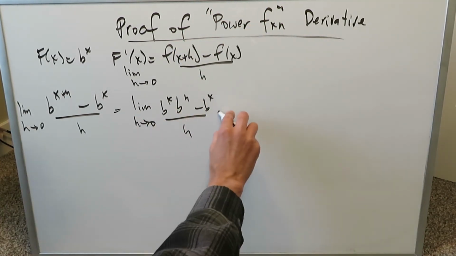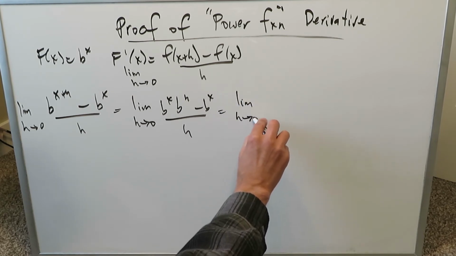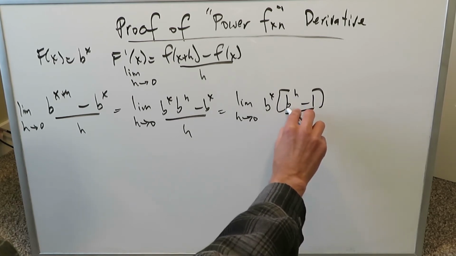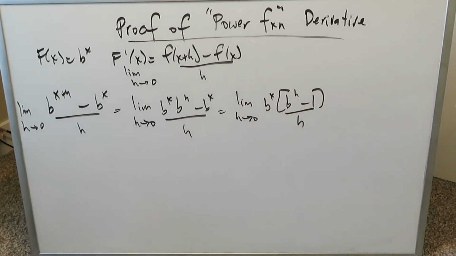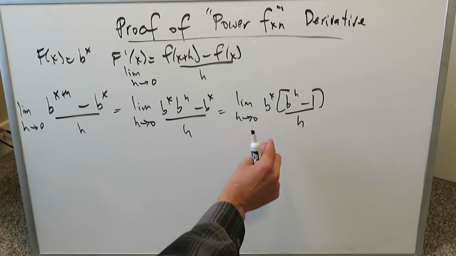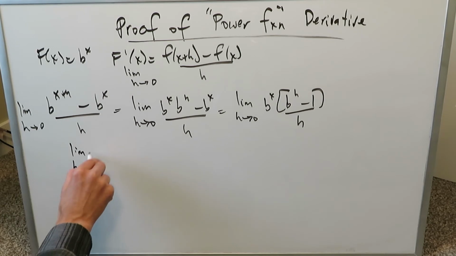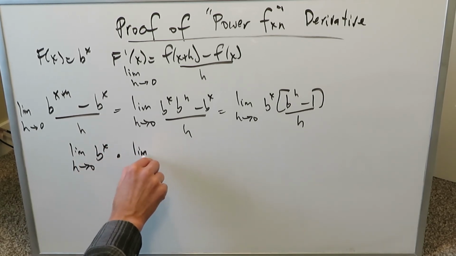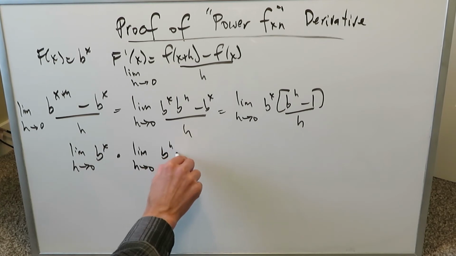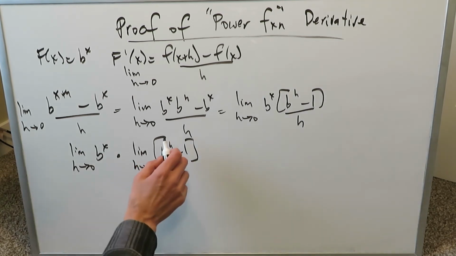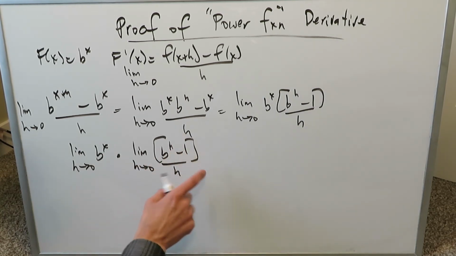Isolate a common term, which is b to the x. Limit as h approaches 0, we have b to the x, and then within that we have b to the h minus 1 all over h. We can even isolate the h under this part right here. You can separate that using the properties of limits. The limit of a product is equal to the product of the separate limits involved. Limit as h approaches 0 of b to the x, times limit as h approaches 0 of b to the h minus 1 over h. This is the area where I need to be bailed out. Why? Because if I were to put 0 in place of h, what will I get? I'll get 1 minus 1 over 0.